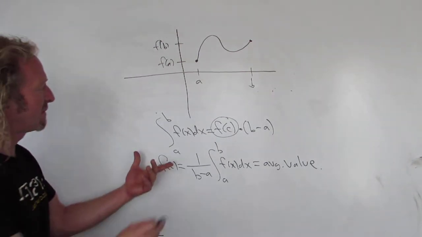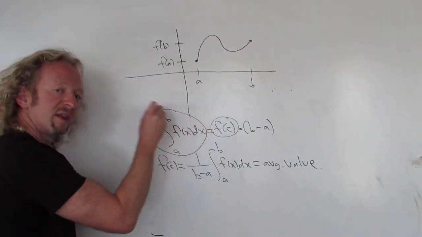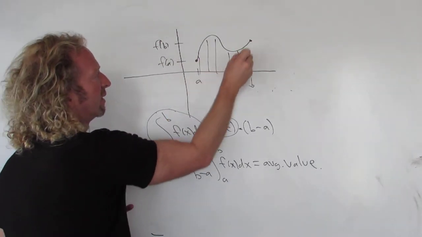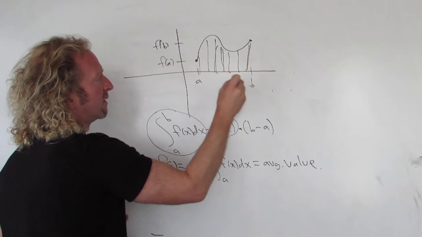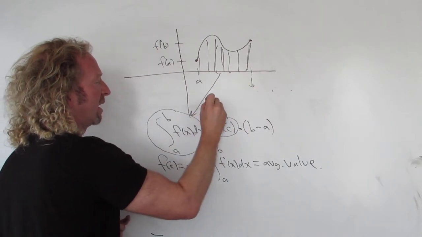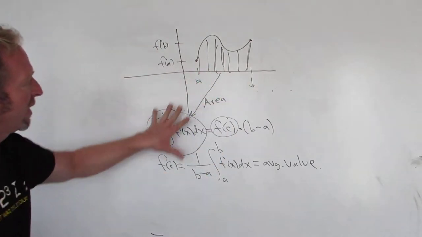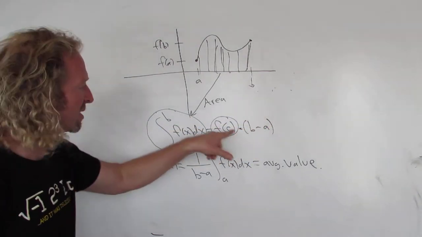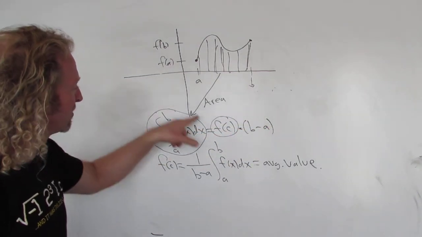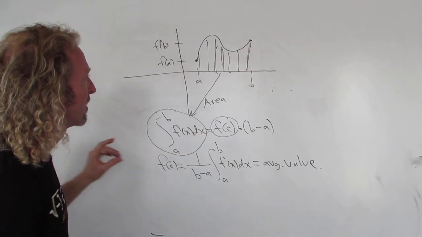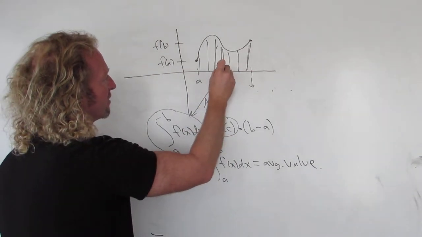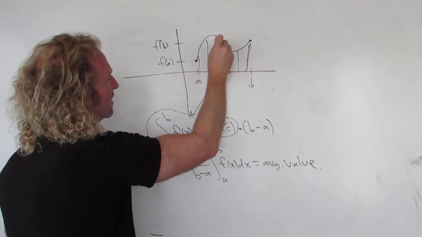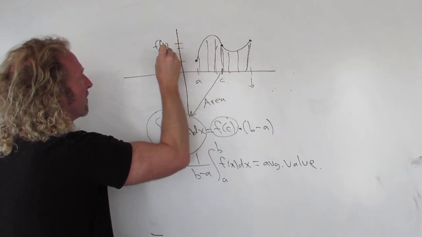First, let's examine this. This is the area under the curve. The area under the curve is equal to this expression. So what is this expression? Well, the mean value theorem says there is a number c, so I'm going to pick the number to be here so that the picture makes more sense. If this is c, this is f of c.